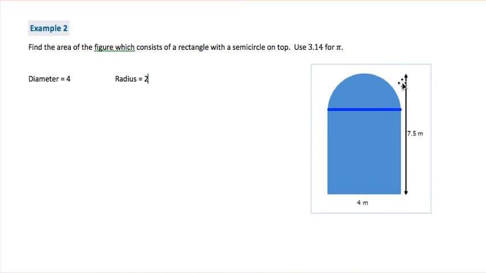So that means if the entire height is 7.5 meters, we would subtract 2, and that would be the height of our rectangle. So 7.5 minus 2 is 5.5, and our rectangle then is, I'm sorry, 5.5 times 4. 5.5, because that's 7.5 minus 2, times 4 across. And the area then of our rectangle is 22 square units.